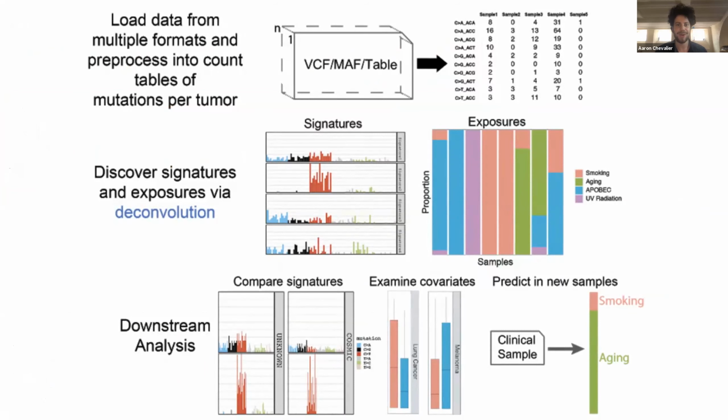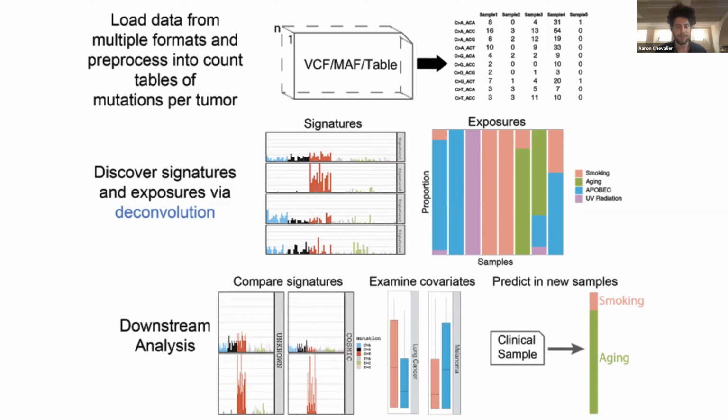So our package takes VCFs, MAFs, tables, and counts these mutations per sample. And from there, we can deconvolute these counts into signatures and exposures. So currently, we provide NMF and LDA for doing the deconvolution. So in the middle left, we have the signatures, and on the middle right, we have per sample the proportion of the exposure to different types of mutations.